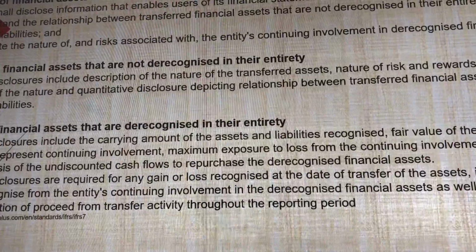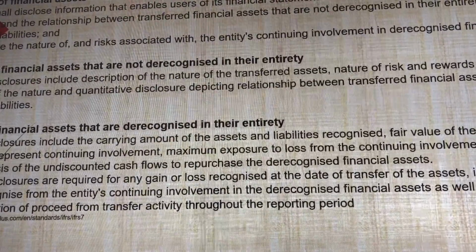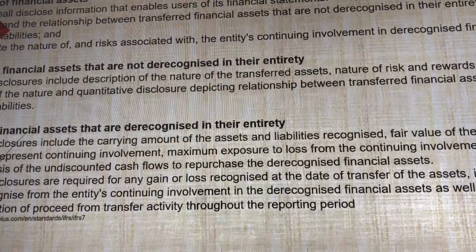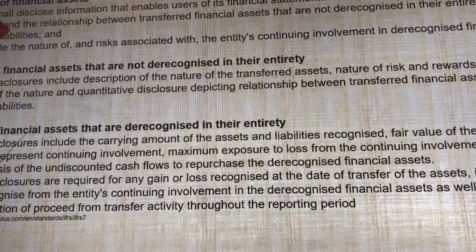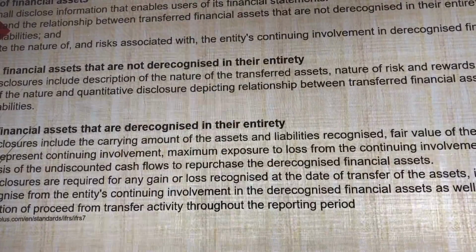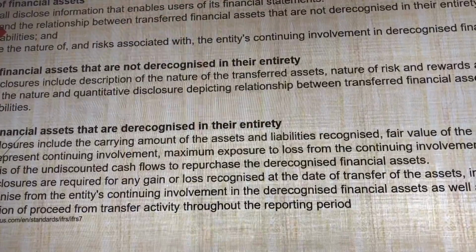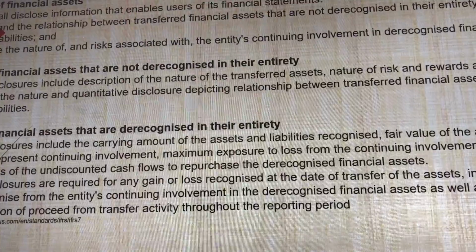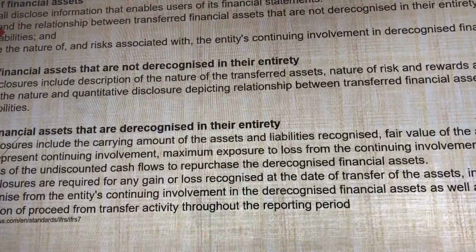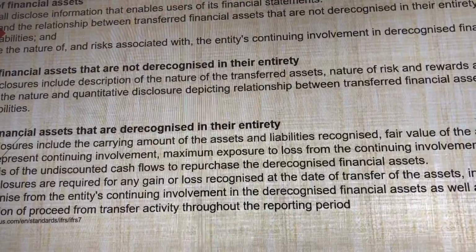Now let's talk about transferred financial assets that are derecognized in their entirety. IFRS 7 requires disclosure including the carrying amounts of the assets and liabilities recognized, the fair value of the assets and liabilities that represent continued involvement, and the maximum exposure to risk from the continued involvement as well.